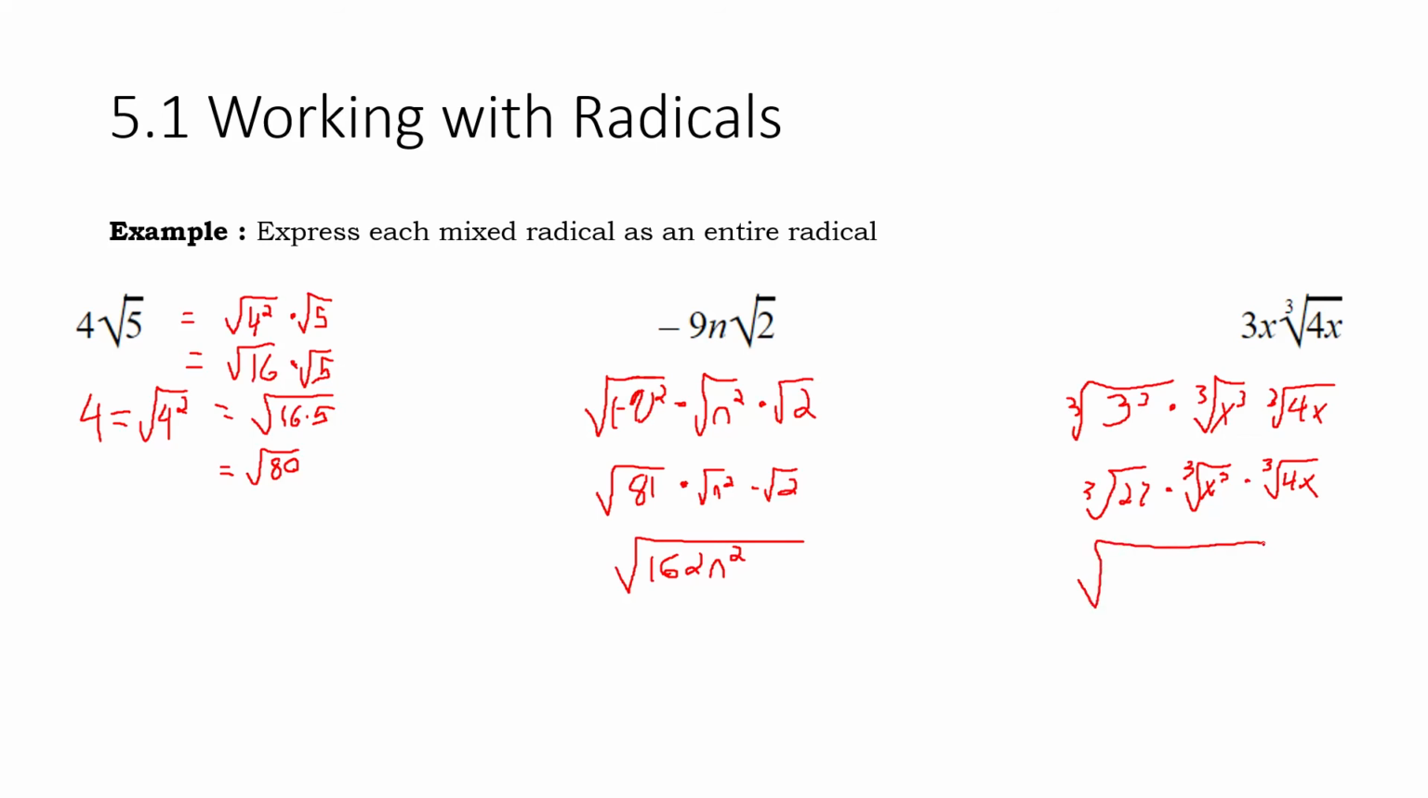Let's put it under one big cube root. And 27 times 4, 20 times 4 is 80. 7 times 4 is 28. So that's 108. And then we have x cubed times x, which will be x to the 4th. That'll do for now. We'll do some more work soon.